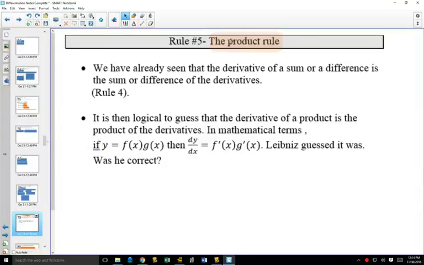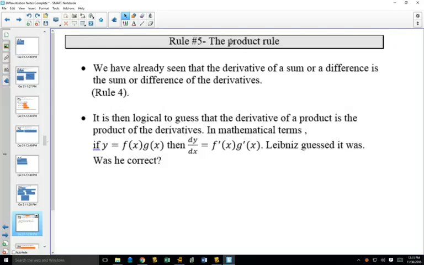Number 5, the product rule. So we've been developing derivatives and keep adding more and more information so that we can take the derivative in different situations. Eventually, you'd like to be able to take the derivative in any situation, so you'd have a way to do that that didn't take so long.